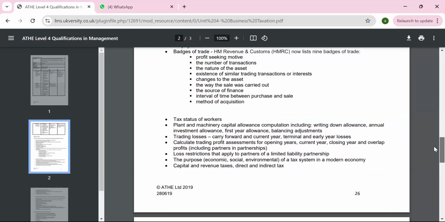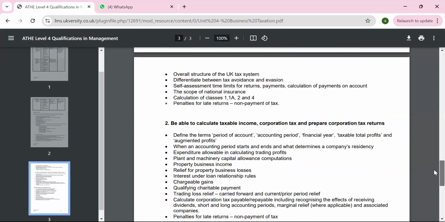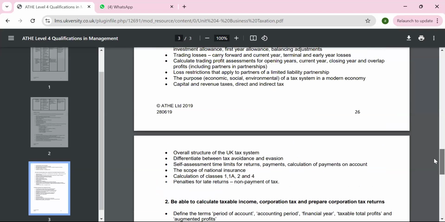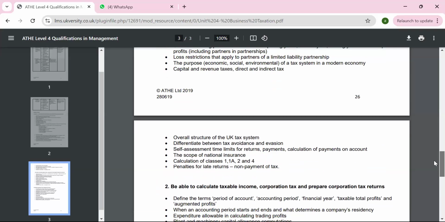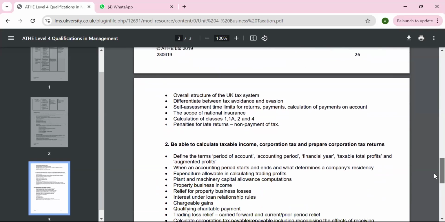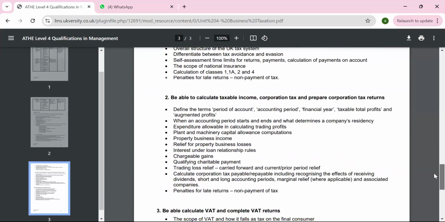The plant and machinery, trading losses, how we can carry forward and bring forward, and we can look at the loss restriction applied to the partners and limited liabilities, and the purpose, economics and environmental and the tax, all will be in our discussion. Our discussion will cover all the key elements and the penalties and the taxes. If we do not submit the tax return on time, what sort of penalties there will be.